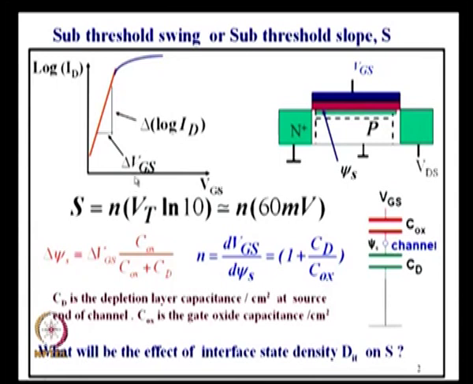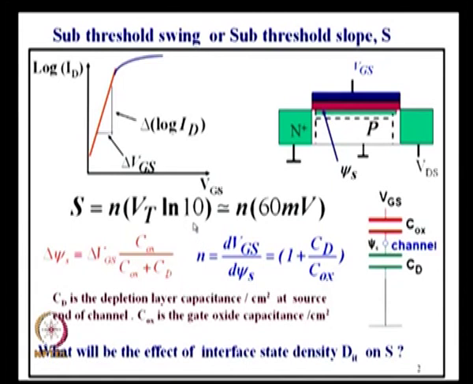Okay. So, the subthreshold region has an exponential characteristic, which you have already heard a number of times, and on the log scale it will be linear. And we also saw that the subthreshold slope or subthreshold swing is 60 millivolts into n. 60 millivolts is kT by q ln 10.